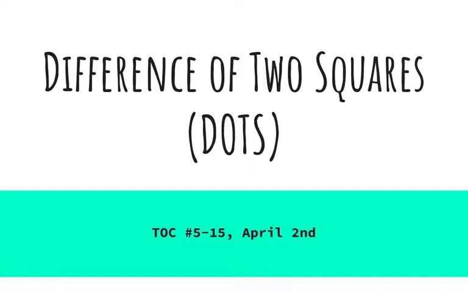And we're going to work on difference of two squares. Now, difference of two squares is just another type of factoring. It's taking a standard form expression and breaking it into two different pieces, right? Sometimes three, but we're really focusing on two this year.